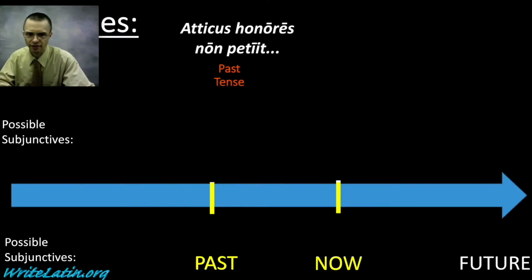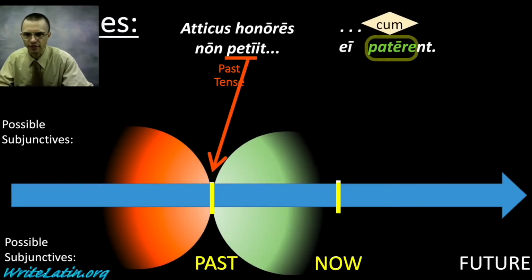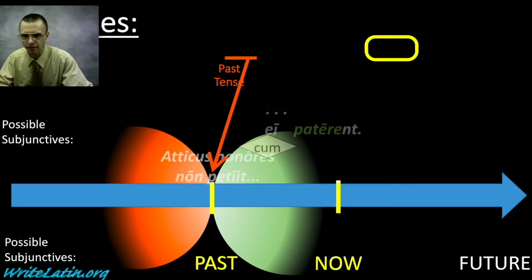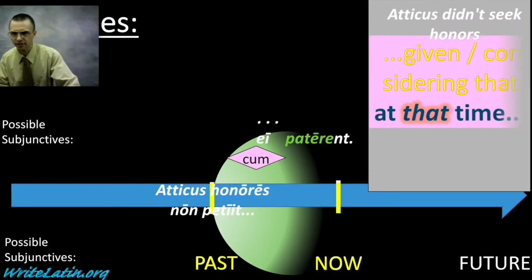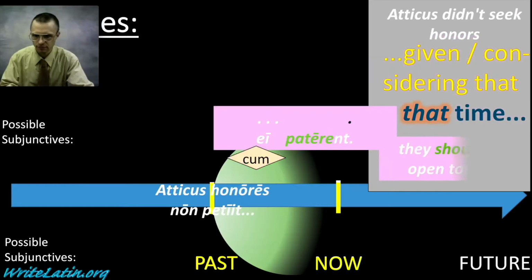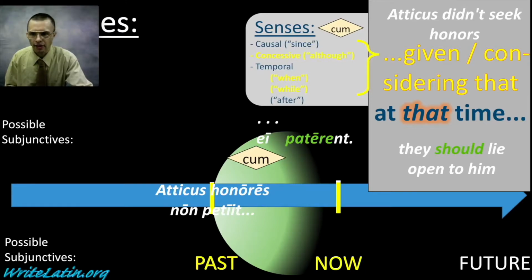Atticus didn't seek honors, past tense. So there's where your main verb is. Cum ei paterent. And obviously this is forward-looking. Atticus didn't seek honors, given that, considering that at this time, they should lie open to him. And alternately, you could say although, or when or while, since it's a forward-looking one.